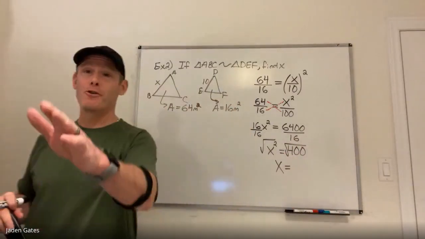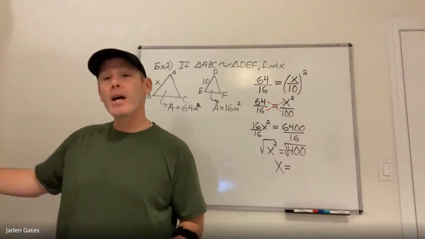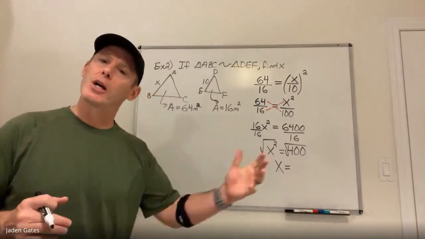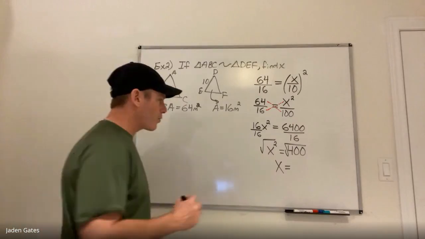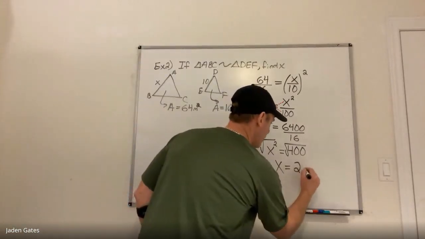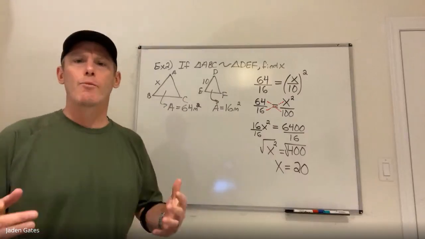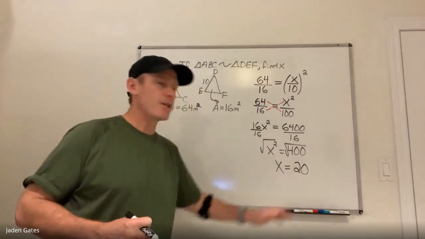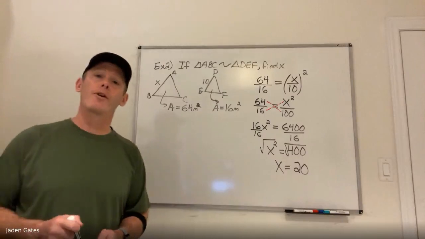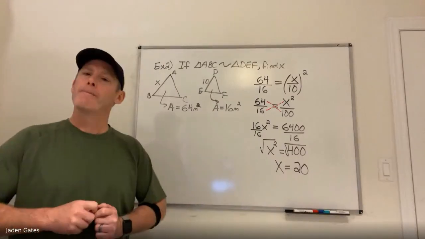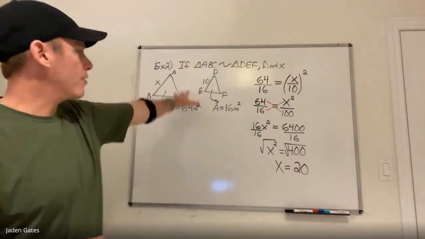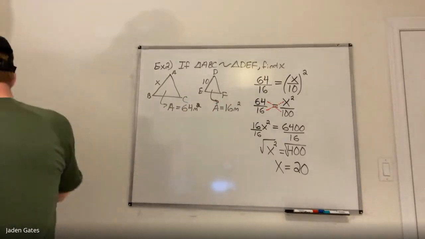Now, in our last unit, you got plus or minus. But the minus doesn't make any sense this time because we're talking about a length. So when I take the square root of 400, you don't have to write plus or minus in this unit because, again, we're just talking about lengths. And so our x value, when I take the square root of 400, I take the positive value, and it's 20. So I found my x using property 3.